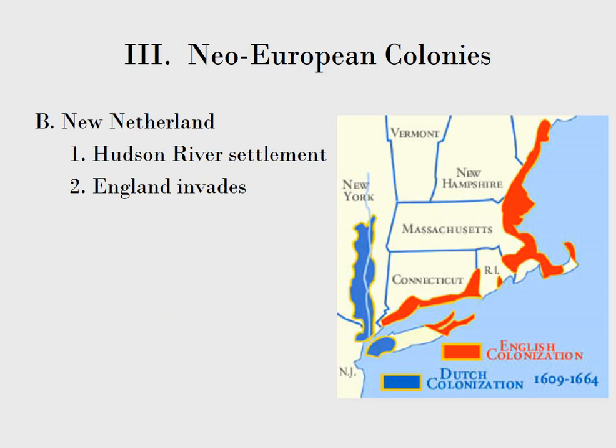All right, the Dutch. In 1609, with Dutch support, Englishman Henry Hudson locates a wealth of fur along a river in present-day New York.